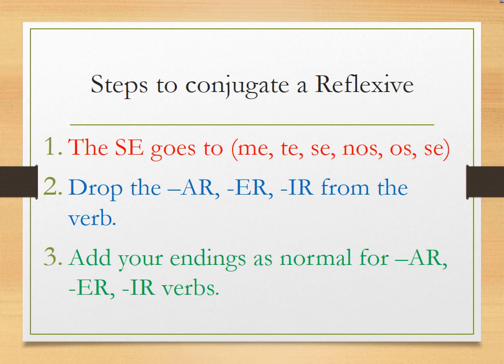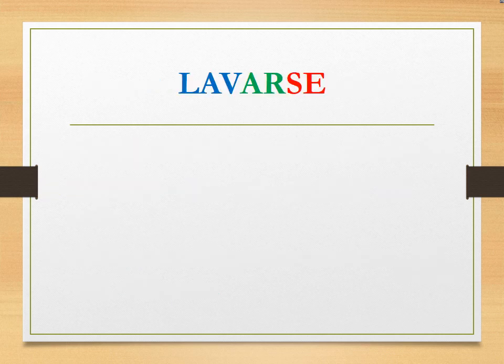All right. So steps to conjugate a reflexive verb. Write these down. Number 1, the se goes to what we just talked about: me, te, se, nos, os, se. Number 2, you're going to drop the AR, ER, IR, depending on what type of verb it is. And then number 3, you're going to add those endings like normal. For example, your AR endings are o, as, a, amos, áis, an. So that's what I'm saying. You're going to do all these steps. So write these steps down, and now I'm going to show you what that looks like.